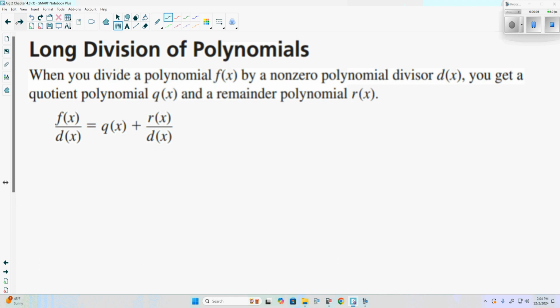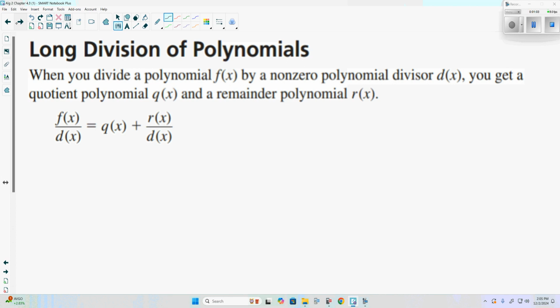Now there are two ways to divide polynomial functions. One of them is long division, and the other is synthetic. Most like synthetic division over long division. Long division with these polynomial functions is going to be a handful of steps that is repeated again and again. We do the same process over and over again. Once we see the steps and how it works, we're just going to keep repeating those steps.